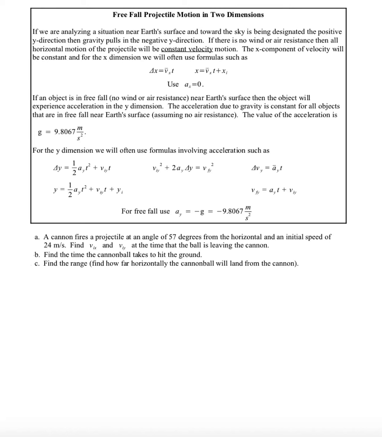This is an example of a free-fall projectile motion problem in 2 dimensions. A cannon fires a projectile at an angle of 57 degrees from the horizontal and an initial speed of 24 meters per second. Find the horizontal and vertical components of the initial velocity at the time that the ball is leaving the cannon.